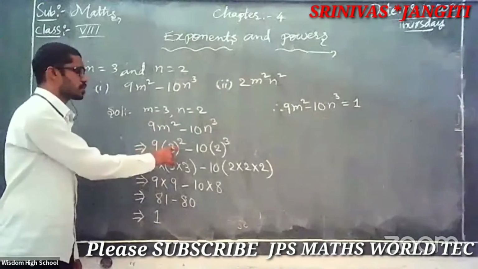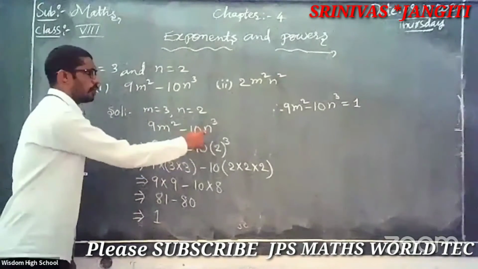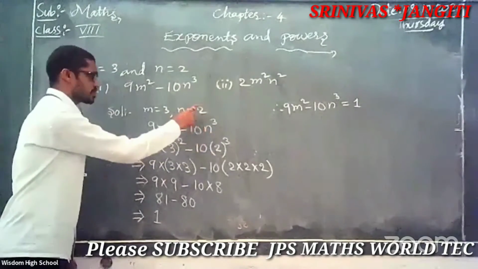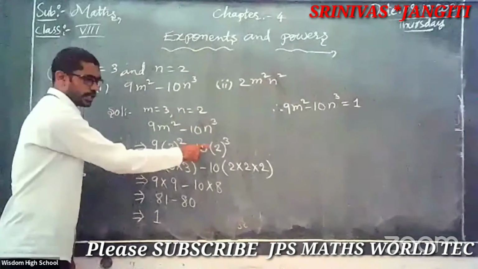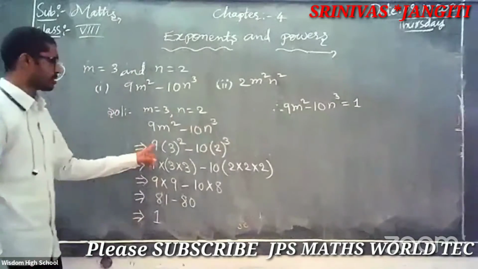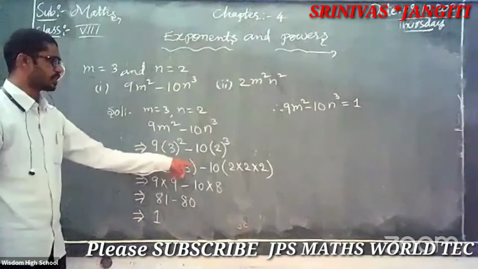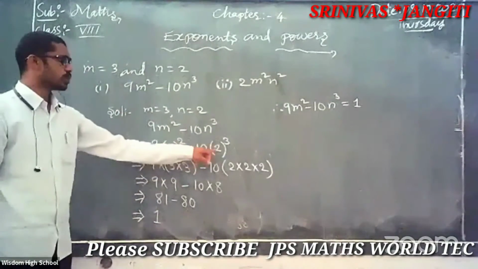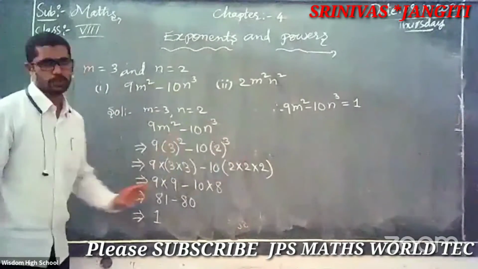Then 9 times 3 squared, minus 10. What is here? n is replaced by 2, so 10 times 2 cubed. After 9, 3 squared means 3 times 3 only. After minus 10, what is 2 cubed? 2 times 2 times 2, 3 times.